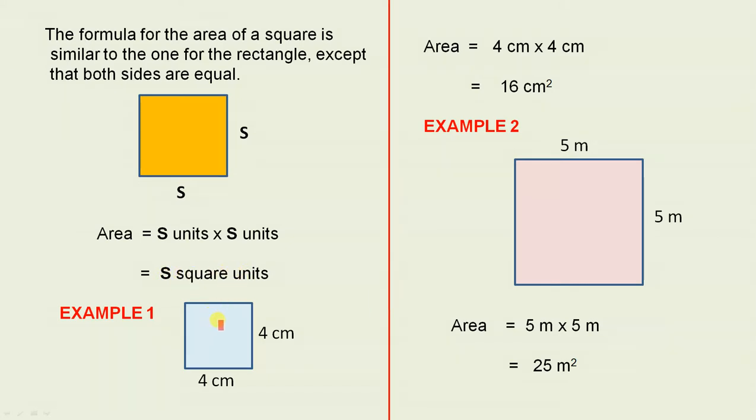For example 1, we have a square where each of the sides is 4 centimetres. So the area will be 4 centimetres times 4 centimetres, and that's 16 square centimetres. For example 2, the square has measurements of 5 metres. Both sides are the same. So the area will be 5 metres times 5 metres, and that's 25 square metres.